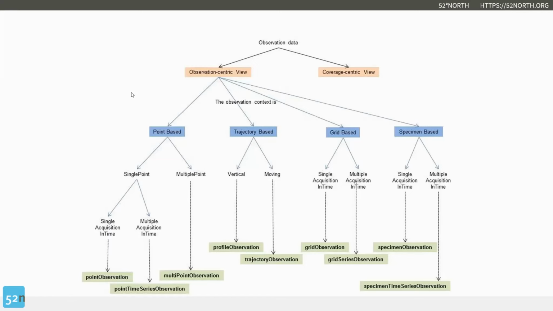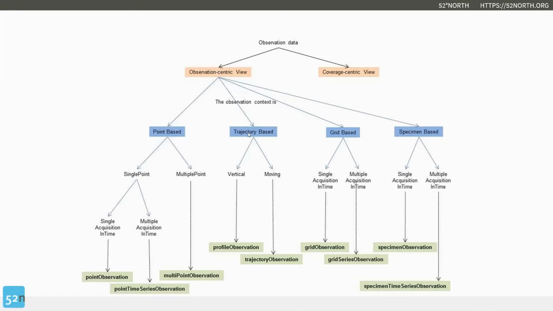So, for example, you can see here: do I have a point-based measurement, so at a fixed location? Do I have moving sensors? Do I have some kind of grid in which I take the observation, or do I take samples, specimens, where the data is collected? And then you have the different specializations. At a single point, you can have a point observation, a measurement just once. You can have a time series if you are measuring multiple times at the same point.